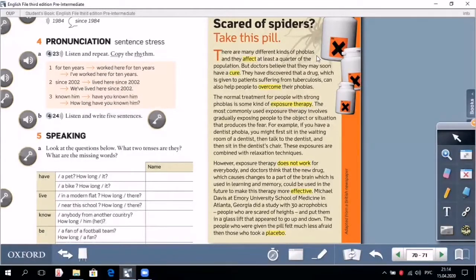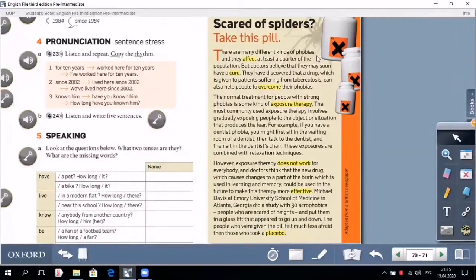The next one. The normal treatment for people with strong phobias is some kind of exposure therapy. The most commonly used exposure therapy involves gradually exposing people to the object or situation that produces the fear. For example, if you have a dentist phobia, you must first sit in the waiting room of a dentist, then talk to the dentist, and then sit in the dentist's chair. These exposures are combined with relaxation techniques.